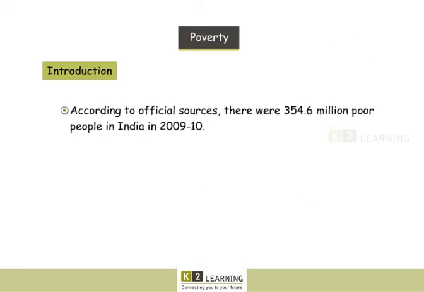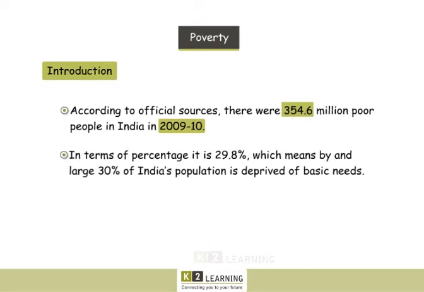According to official sources, there were 354.6 million poor people in India in 2009-2010. In terms of percentage, it is 29.8%, which means by large 30% of India's population is deprived of basic needs.